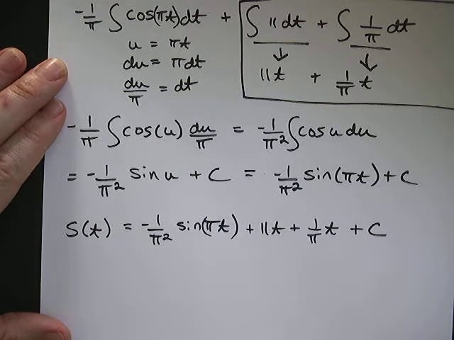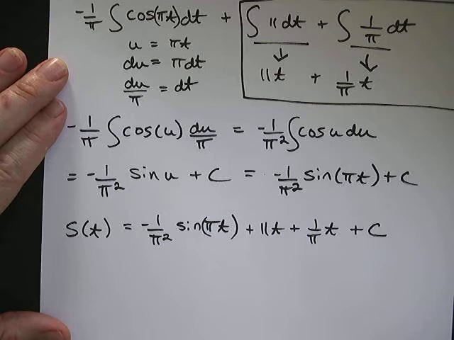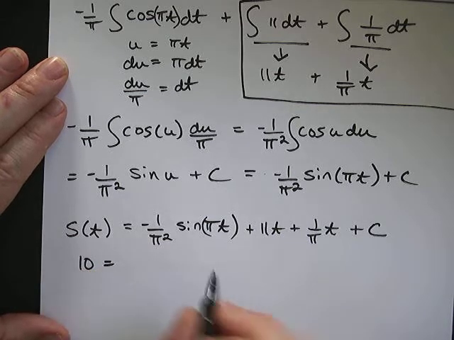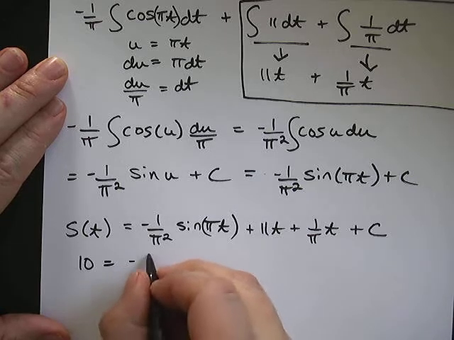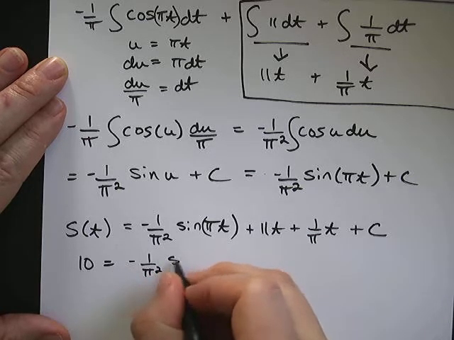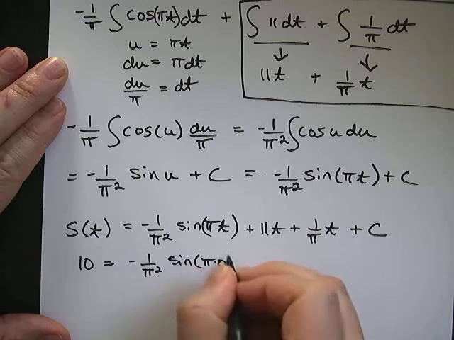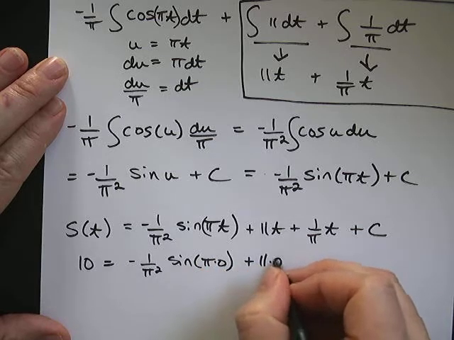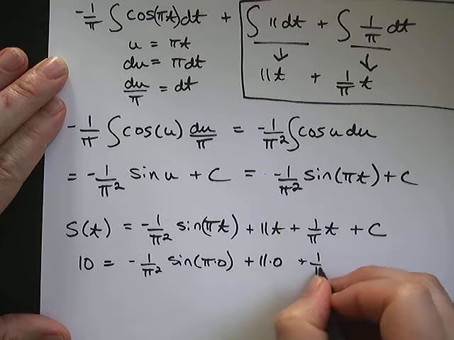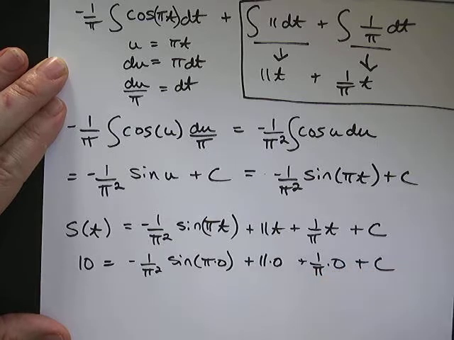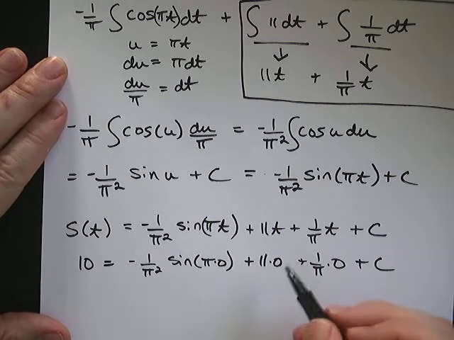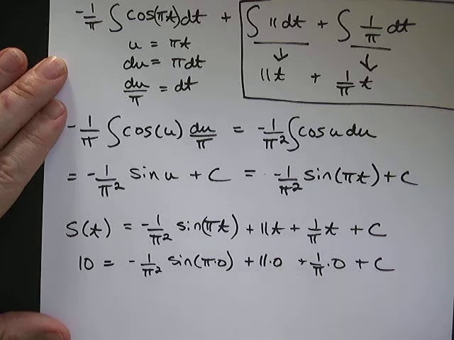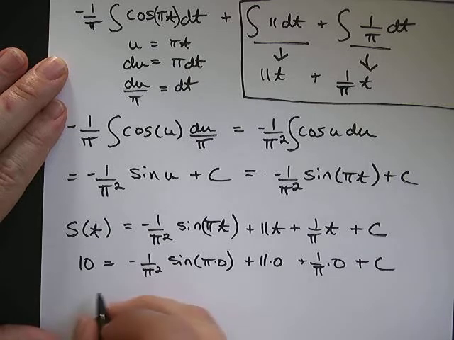Now that we've done that, we need to figure out what c is. Remember, we have s of 0 equals 10. So 10 is equal to, plugging in a 0 everywhere I see a t, negative 1 over pi squared sine of pi times 0 plus 11 times 0 plus 1 over pi times 0 plus c. Obviously these terms go away. They're 0, and sine of 0 is 0. So basically all these terms go away, and 10 is equal to c.